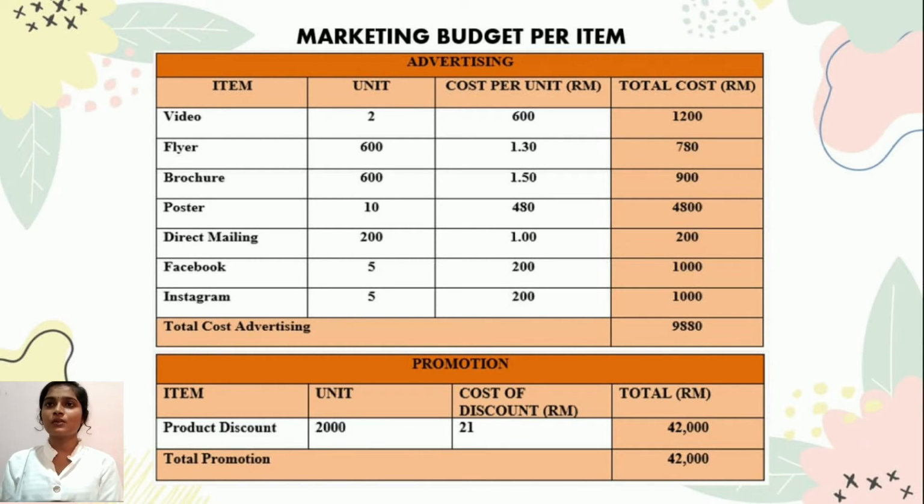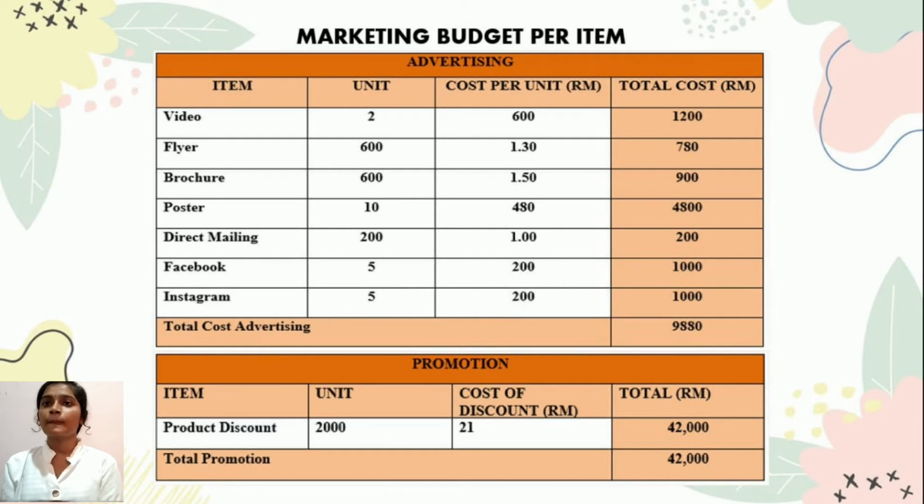For video advertising, cost per unit is 600 times 2 units, we get 1,200 as total cost. Flyer, 1 ringgit 30 cent times 600 units, 718 ringgit. Brochure, 1 ringgit 50 cent times 600 units, the total cost is 900. For poster, 480 ringgit times 10 units, we get 4,800. For direct mailing, 1 ringgit times 200 units, we get 200 as a total cost.